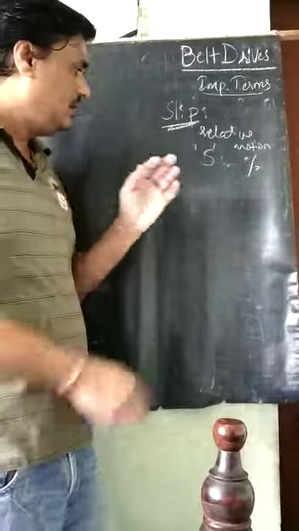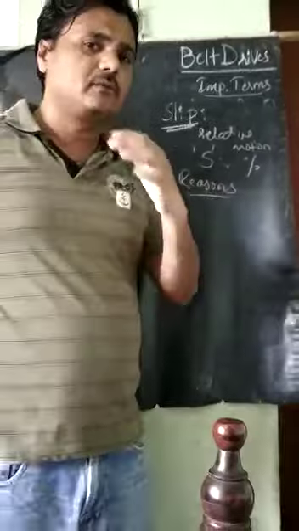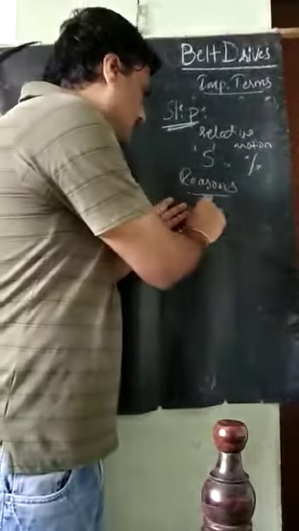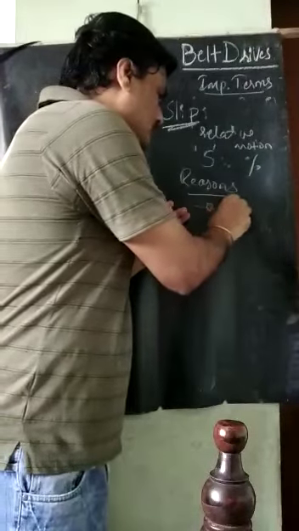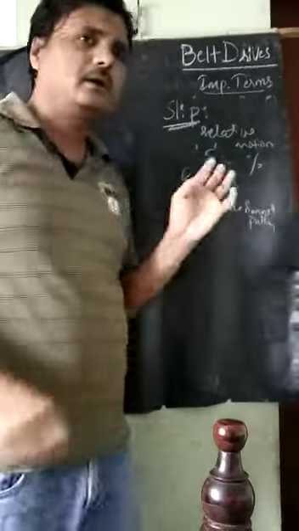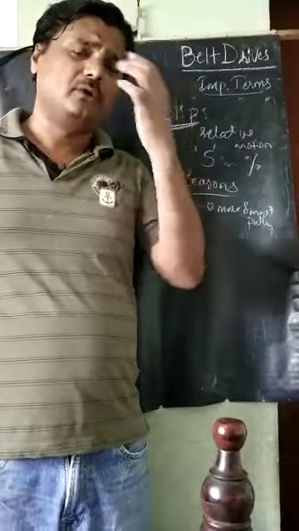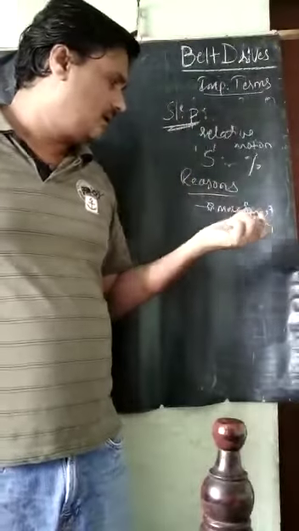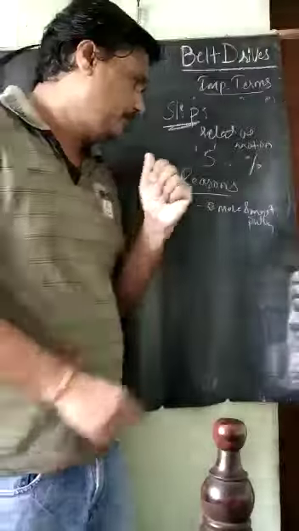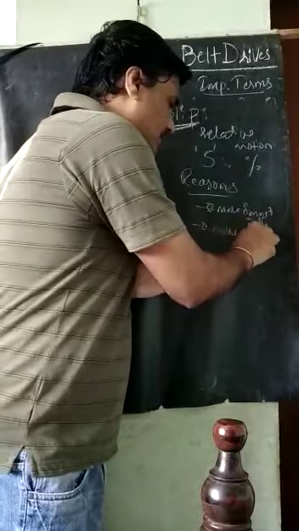Next, the reasons. What are the reasons for the slip? Why does the belt slip from the pulley? One reason is more smooth pulleys. The pulleys are very highly finished and very smooth. After using them for a long time, the pulley becomes very smooth, and at that time the belt will slip. This is one reason. And the next one is more frictional grip.